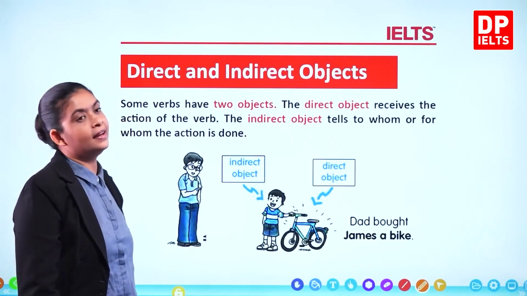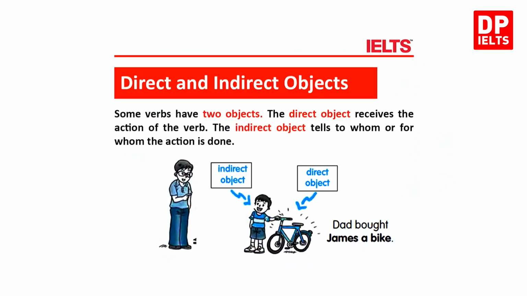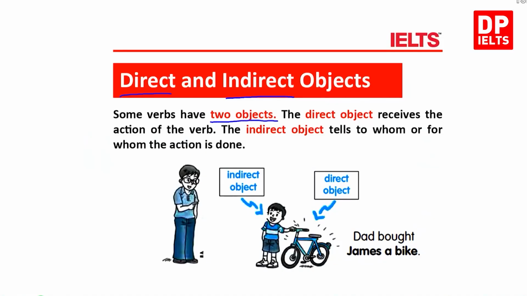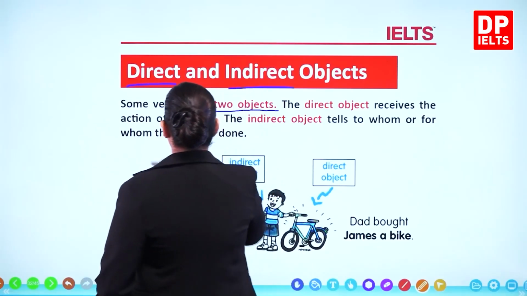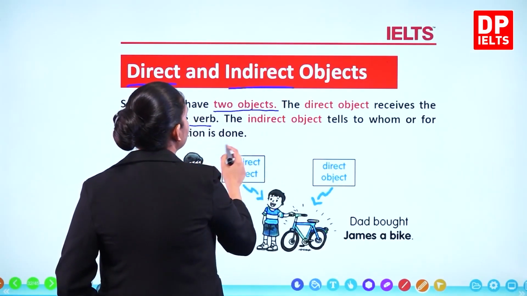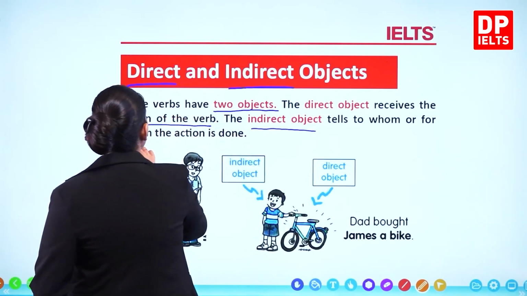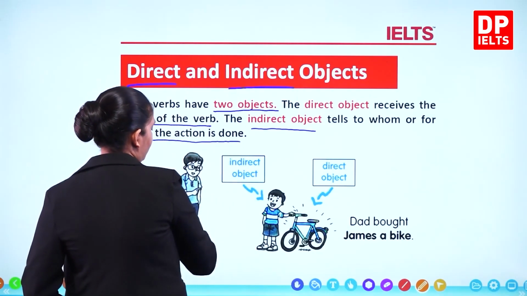Direct and indirect objects. அடுத்து நாங்க பார்க்க போறது direct and indirect objects. direct என்றால் நேரடியானது, indirect என்றால் மறைமுகமான objects. ஒரு சென்டென்ஸ்ல இருக்கிற இரண்டு விதமான objects. Some verbs have two objects. The direct object receives the action of the verb. The indirect object tells to whom or from whom the action is done, right?